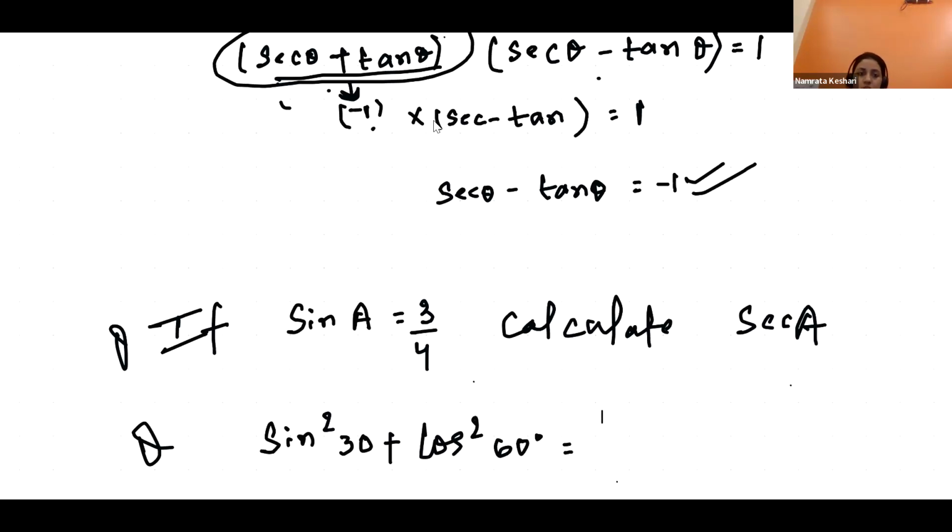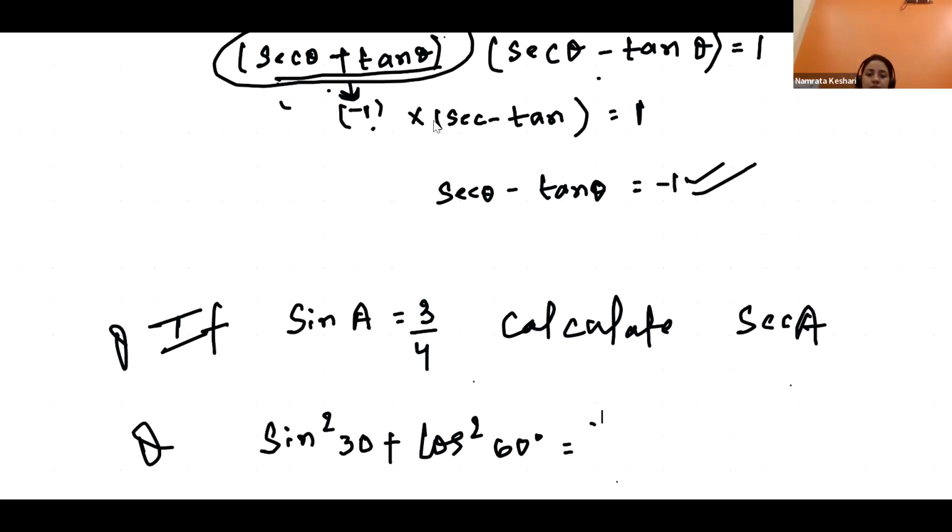Okay, let's do it. These two questions are very simple. It is simplification, calculation that we have to do here. First we'll do this one: sine square 30 plus cos square 60. Can you tell me the value of sine 30? Sine 30 is 1 by 2.